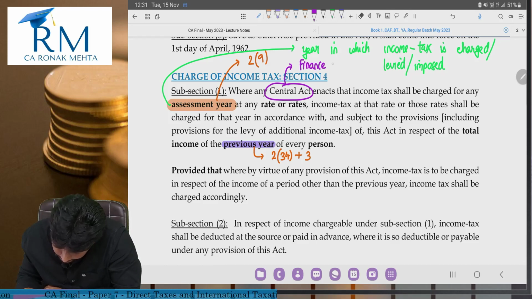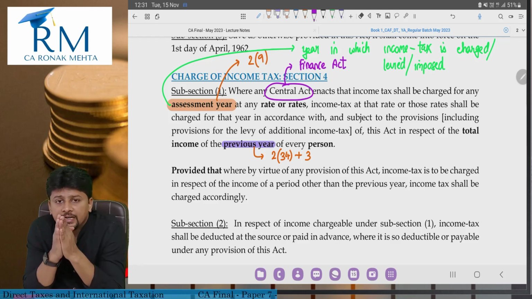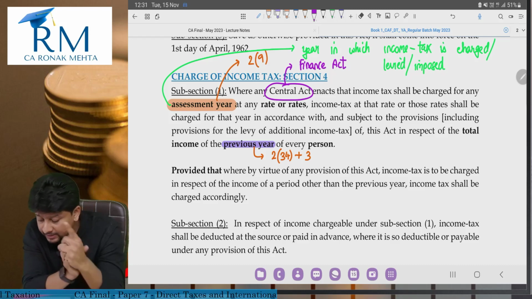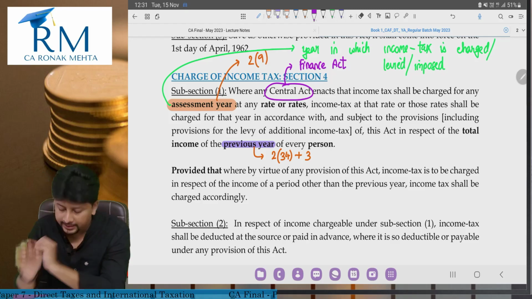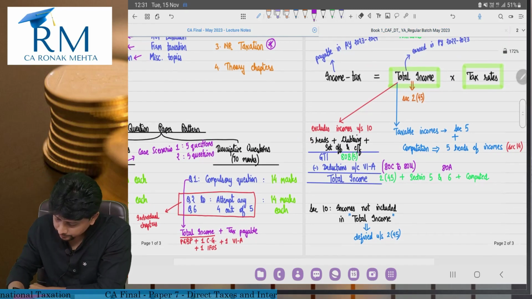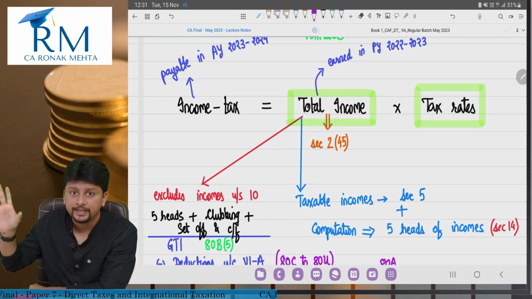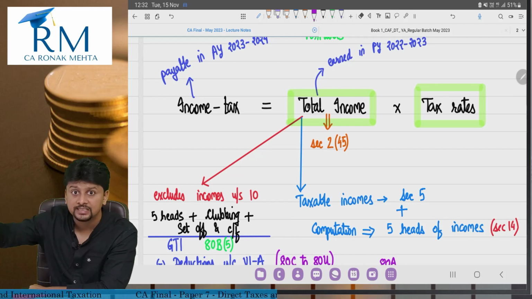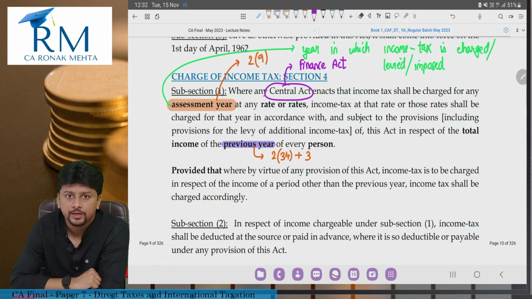Finance Act. Where the Finance Act is enacted, brought into existence, which says that income tax shall be charged for any assessment year at any rate or rates. You remember this? See, income tax is equal to total income into tax rates. That tax rate discussion is still pending. I have not discussed that with you, but tax rates. So that rate's reference is given here.